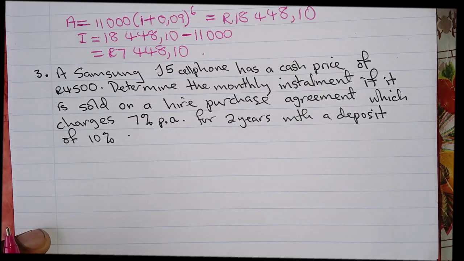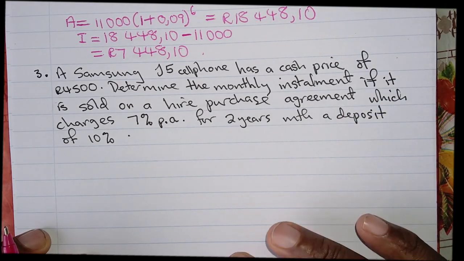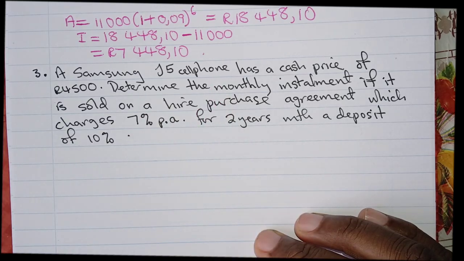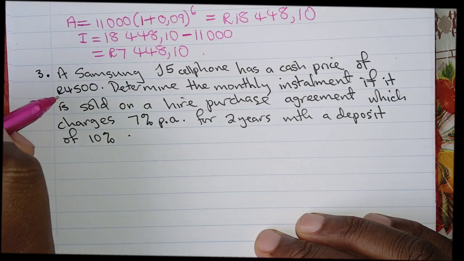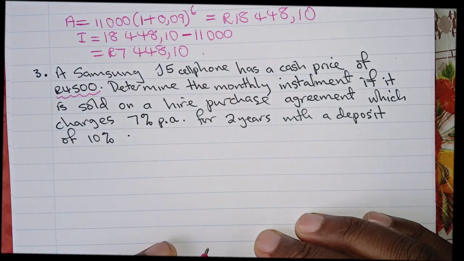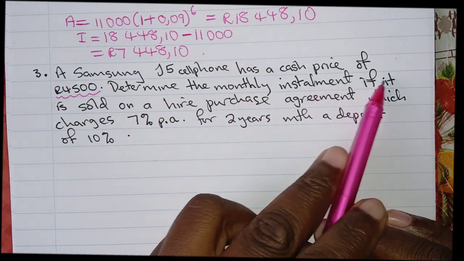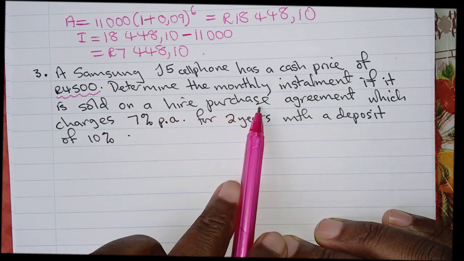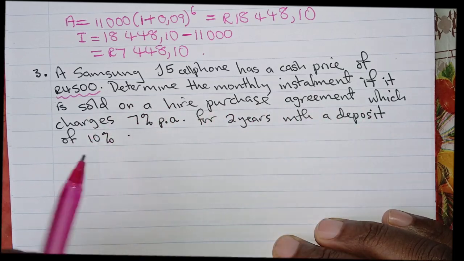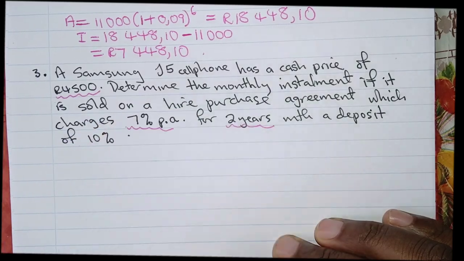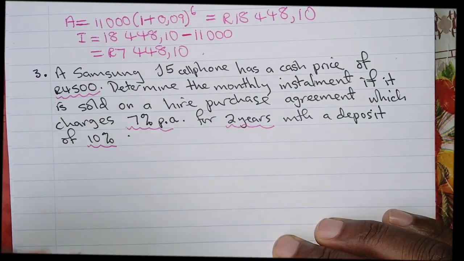And then the third question: a Samsung J5 cell phone has a cash price of 4,500 rand. Determine the monthly installment if it is sold on a hire purchase agreement which charges 7% per annum for 2 years with a deposit of 10%.